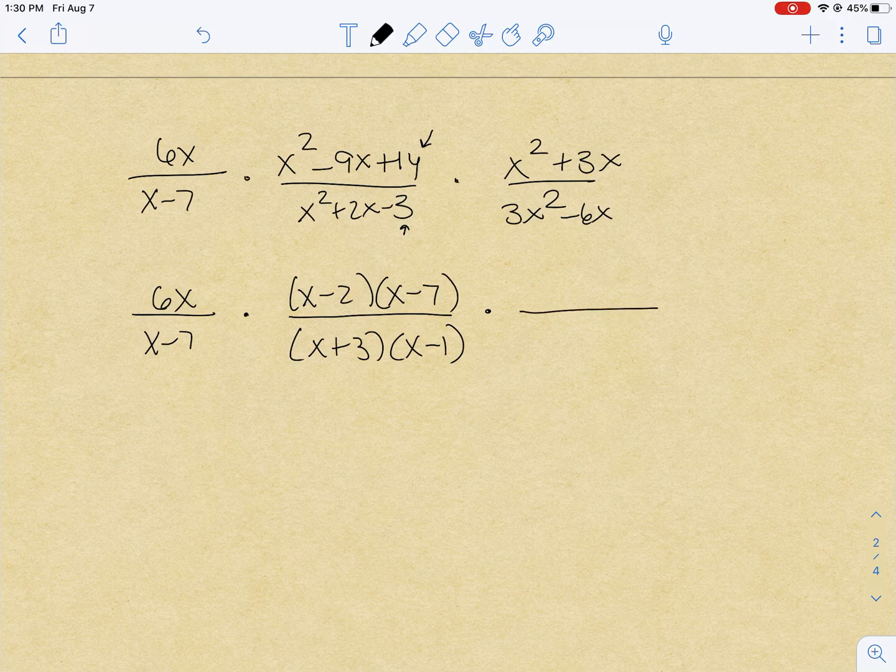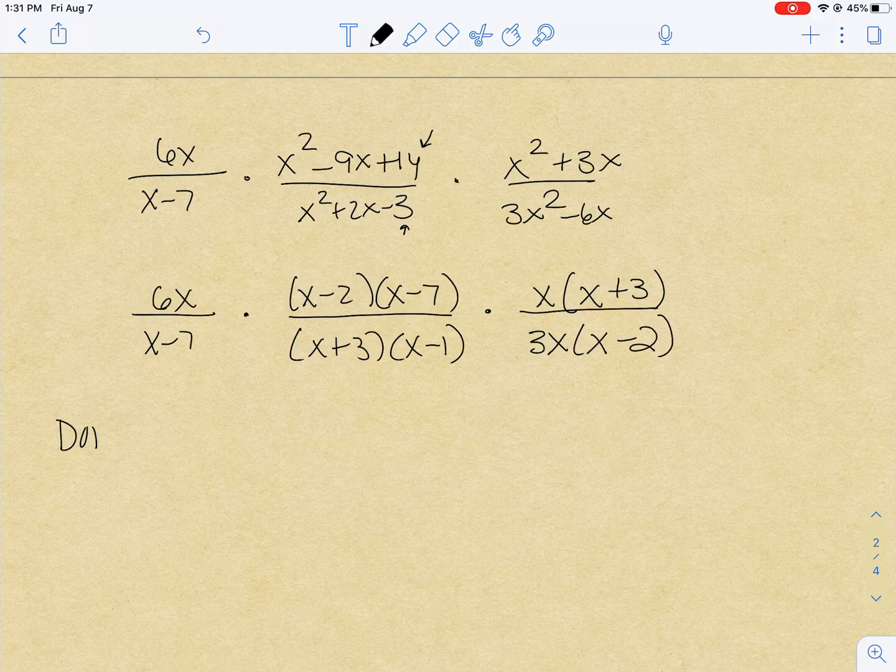Third fraction. So this time, I noticed that I do have some GCFs. In the numerator, I noticed that they both have a common factor of x. So if I factor out the x, I'm left with x plus 3. In the denominator, I noticed that I can divide both of them by 3 and x. So I have a GCF of 3x, and if I do that, I'd be left with x minus 2.